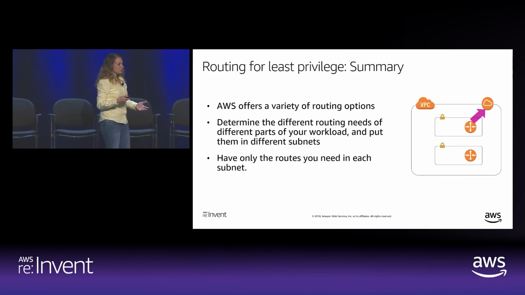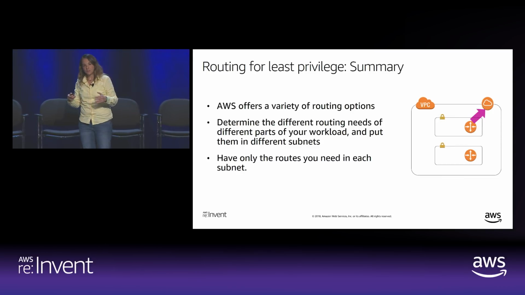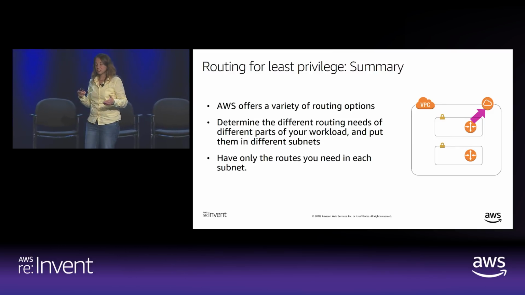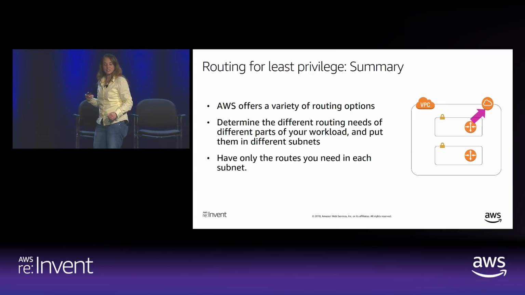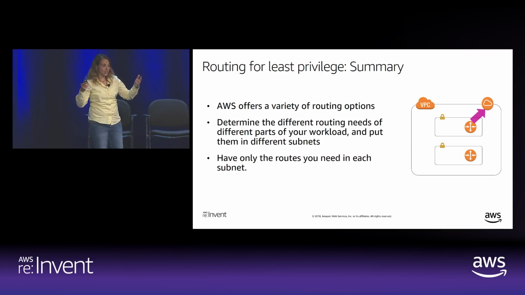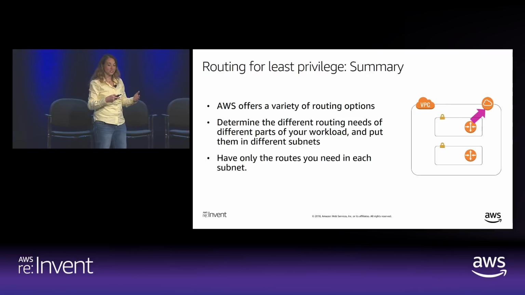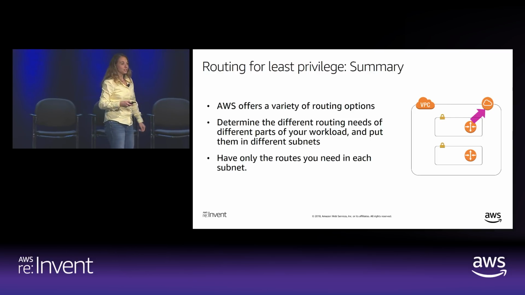So, summary of the routing for least privilege part. If you need to take parts of your VPC off the internet, either for regulatory reasons or because you like belt, suspenders, and mitten clips, you can do this with routing. You figure out which parts of your infrastructure have routing needs, which parts need inbound and outbound internet access, which parts need outbound only internet access, which parts need no internet access at all, and you give them different route tables.